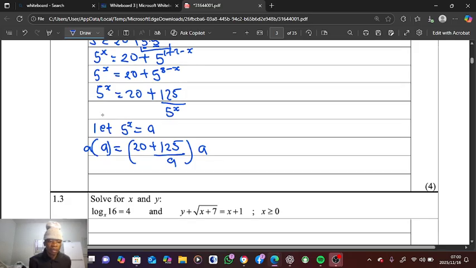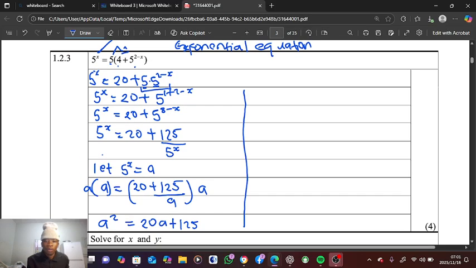We can say a multiplied by a is a squared, equal to 20 multiplied by a, which is 20a. Then 125 over a multiplied by a is going to be 125. Then we move to this side. We are going to have a squared, we take 20 to the other side, it's going to be negative 20a, and 125 is going to be negative 125, equal to 0.